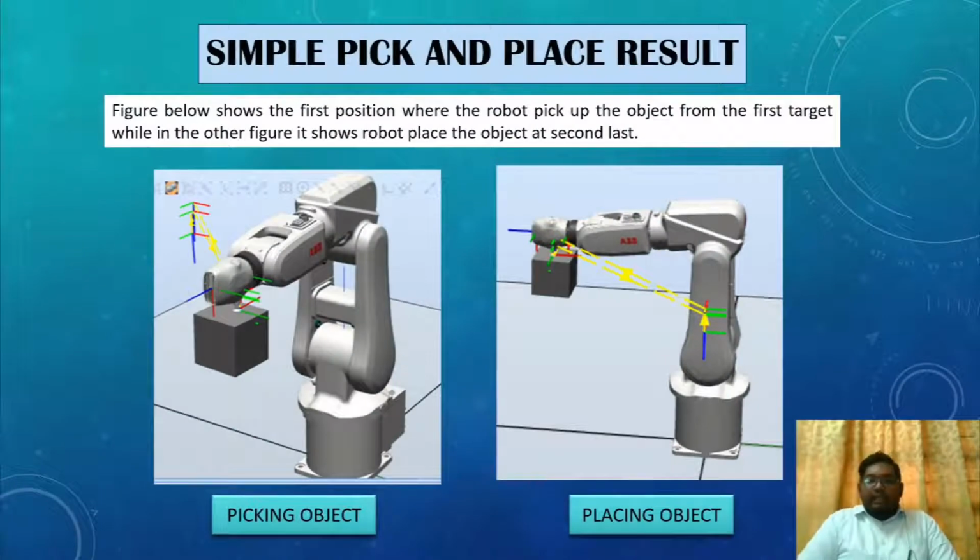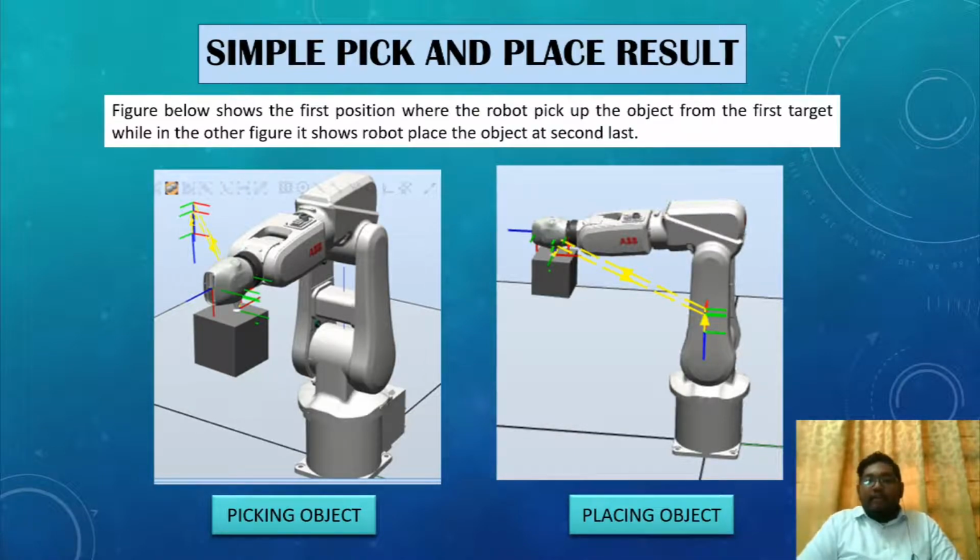Besides that, the other results are gained from simulation of a simple pick and place, where the robot succeeds in picking and placing the object from one place to another. As you can see in this project, this is an example of pick and place done by the industrial robot IRB 120, which is not using the normal gripper but using the vacuum gripper type. So the objects are successfully picked and placed from one place to another.